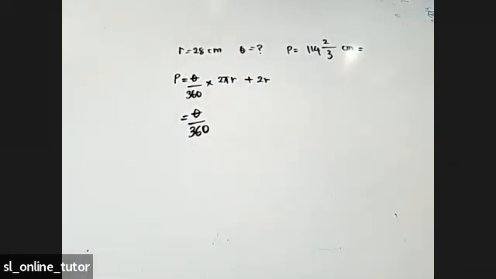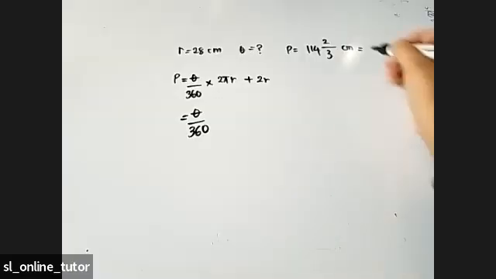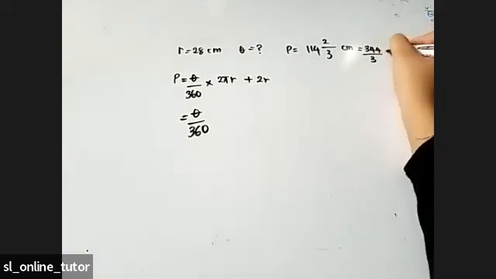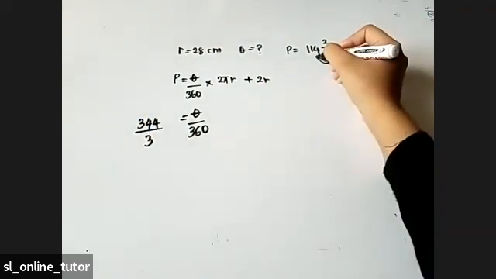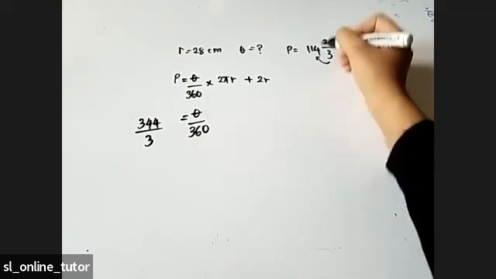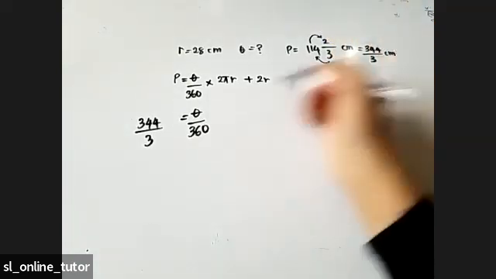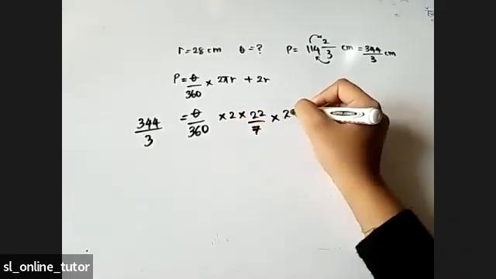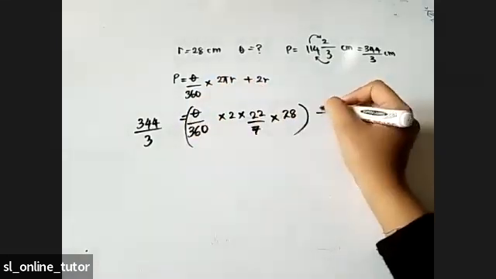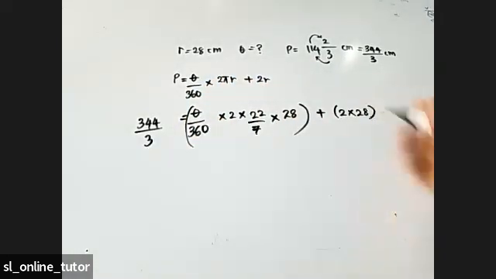If you convert, how much do you get, children? Anybody who can tell? 344 divided by 3. She's correct. 344 divided by 3, that is centimeters. So I'll write it here, 344 upon 3. How did you convert? 3 times 114, 342, 342 plus 2, 344. Into 2 into 22 upon 7 into 28, keep it in brackets, plus 2 times 28. Listen carefully, children. Don't get distracted.